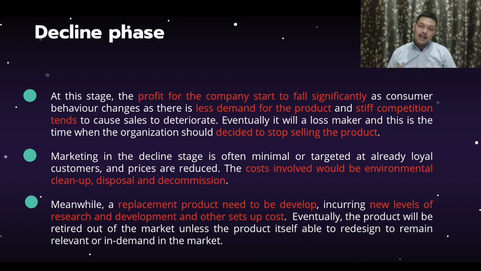So right now, we are at the last phase of the product life cycle, which is the decline phase. At this stage, the sales of the product start to fall significantly as consumer behavior changes, as there is less demand for the product and stiff competition tends to cause sales to deteriorate. Eventually, it will become a loss maker, and this is the time when the organization should decide to stop selling the product.